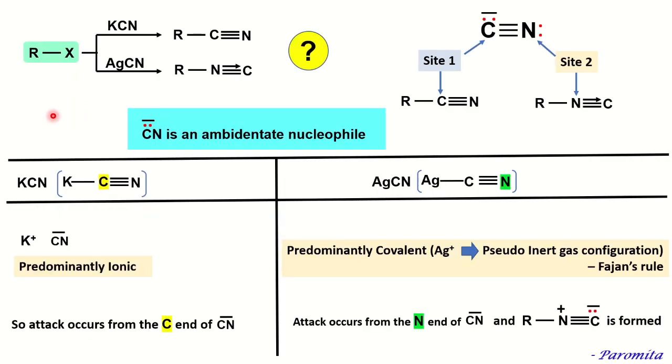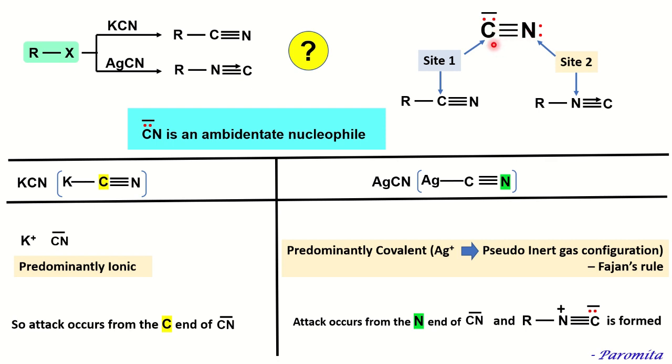We have learned that alkyl halide with KCN gives us RCN, that is alkyl cyanide, and the same alkyl halide with silver cyanide will give us alkyl isocyanide, that is RNC. This alkyl cyanide RCN and alkyl isocyanide RNC are isomers of each other. Now what is the reason behind this? We know that cyanide ion is an ambidentate nucleophile. Cyanide ion can attack the alkyl carbon of alkyl halide either through carbon end or through nitrogen end.